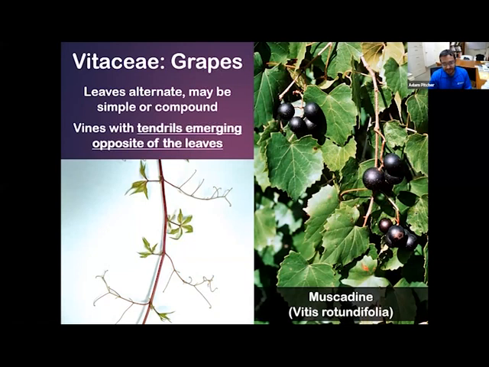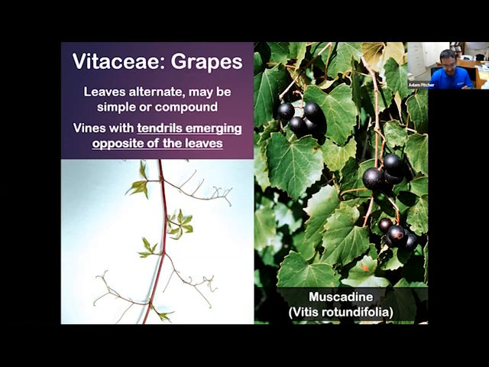The grape family is probably one of the most common types of vines you'll find in wild areas, not just in Florida, but in the United States. Most of the time in South Florida, if you find a big woody vine, which would be a liana, it's almost certainly going to be a grapevine of some kind.